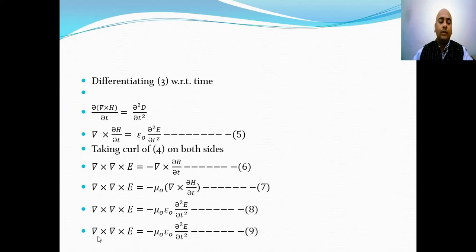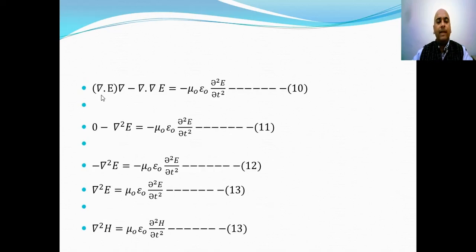Now this is just A cross B cross C, which can be expanded as A dot C into B minus A dot B into C.